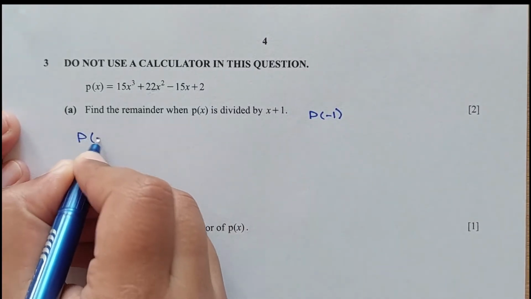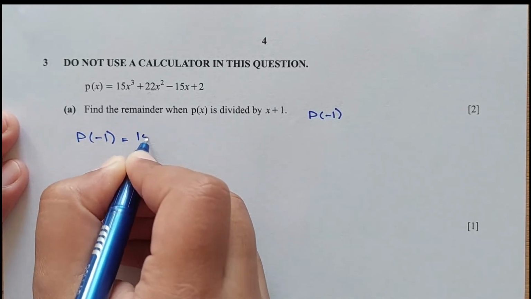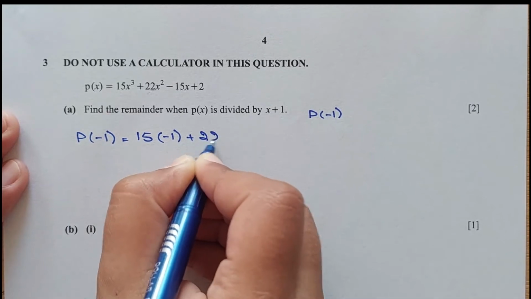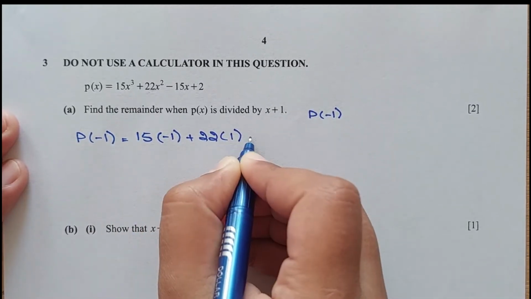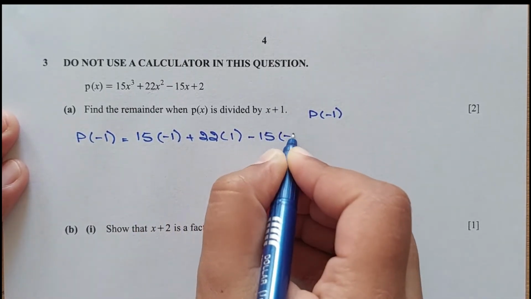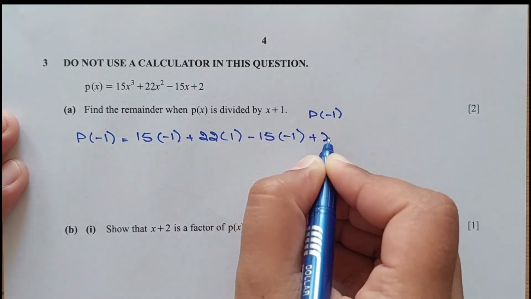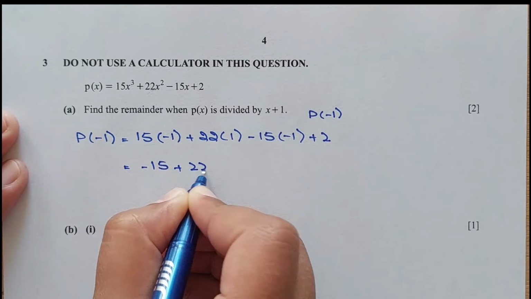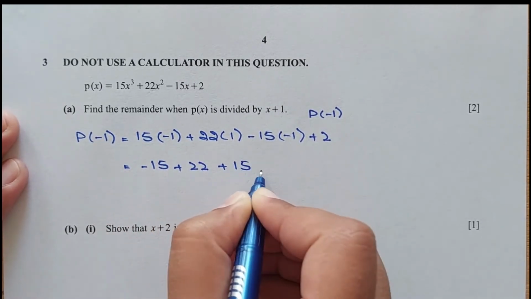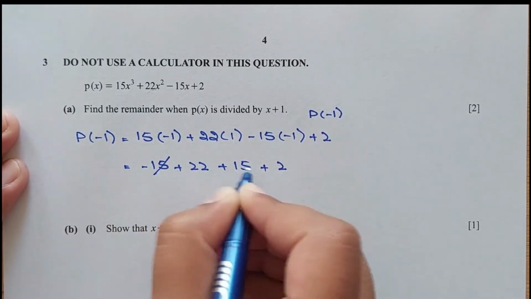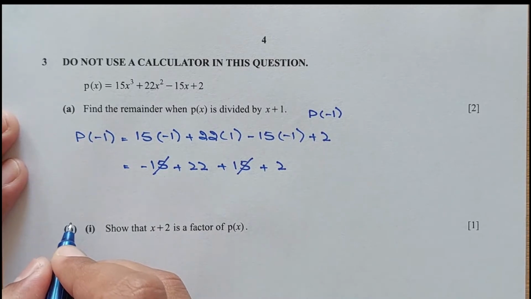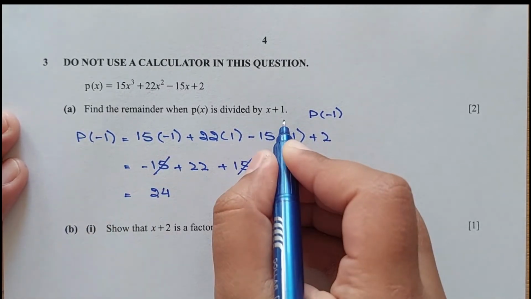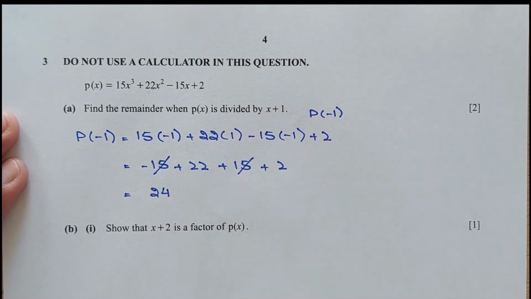So what is p of minus 1? That is 15 times minus 1 cubed, which is minus 1, plus 22 times minus 1 squared, which is just 1, minus 15 times minus 1, plus 2. This is minus 15 plus 22 plus 15 plus 2. So plus 15 and minus 15 is 0. 22 plus 2 is 24. So the remainder is 24 when p of x is divided by x plus 1, right?